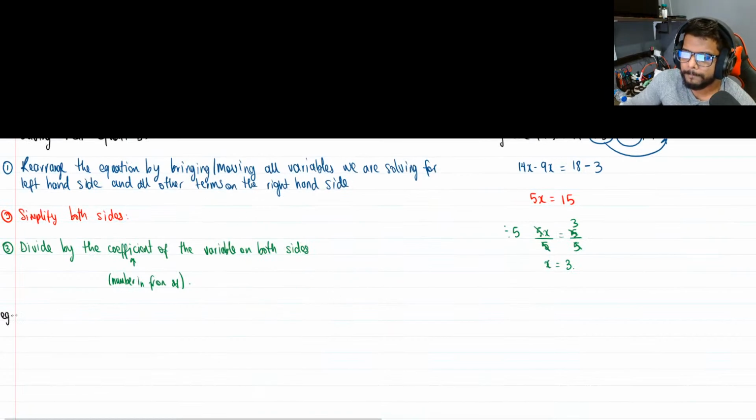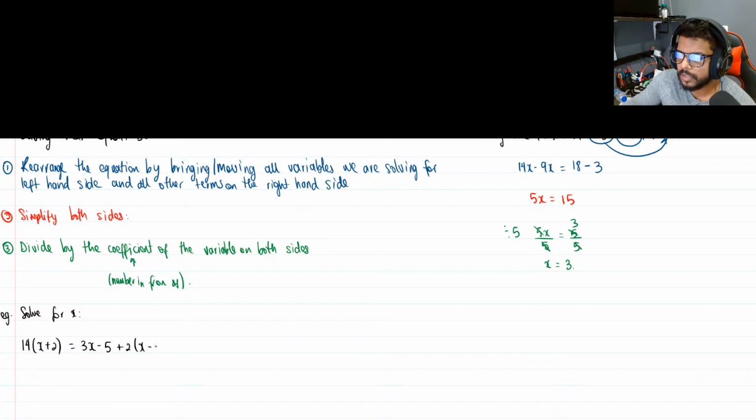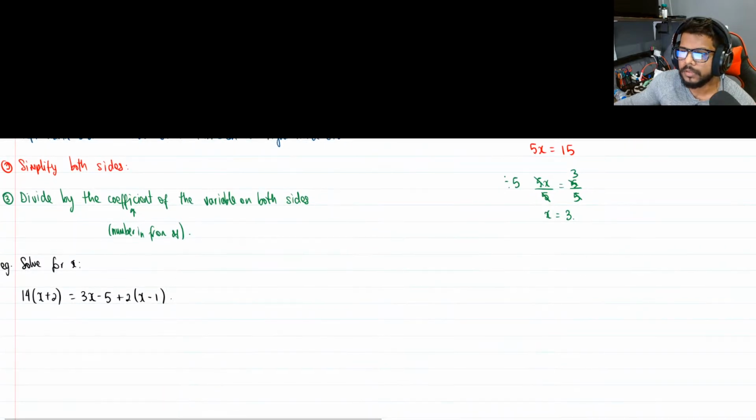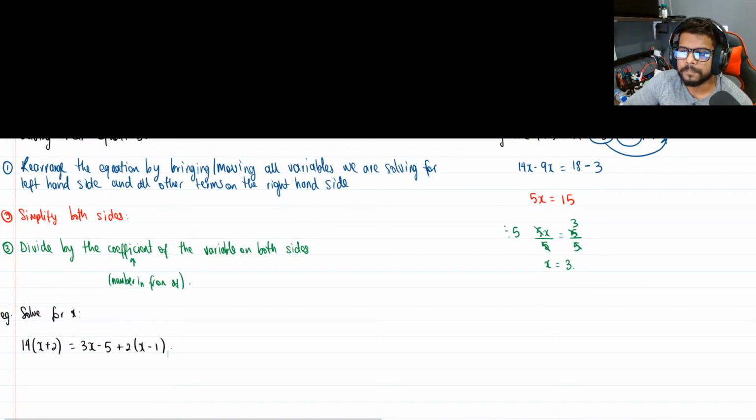Let me do an example now without putting in any steps. So for example, let me solve for x in the equation 14 into x plus 2 is equal to 3x minus 5 plus 2 into x minus 1. Well, the first step states I need to rearrange this equation. But I cannot rearrange it as yet. By rearranging an equation, I need to have individual terms. Well, easiest thing to do, let me expand the brackets.